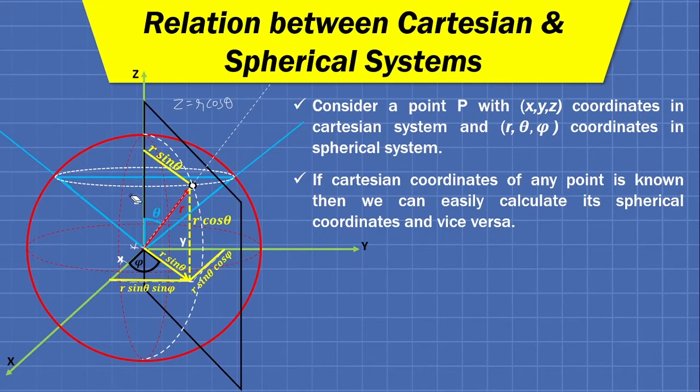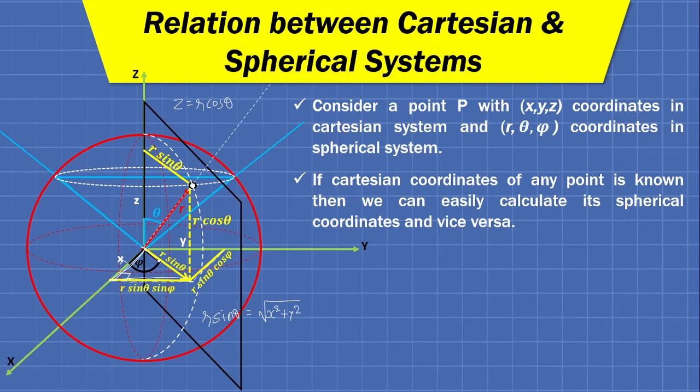Now imagining it in reverse direction, then we know that this is our x, this is our y. So r sine theta is nothing but under root of x square plus y square. Fine. Here we have applied Pythagoras theorem on this right angle triangle.